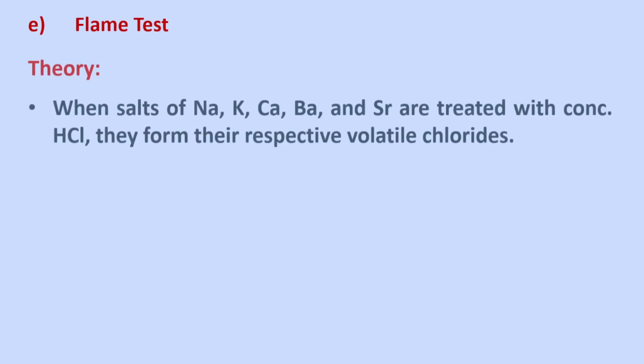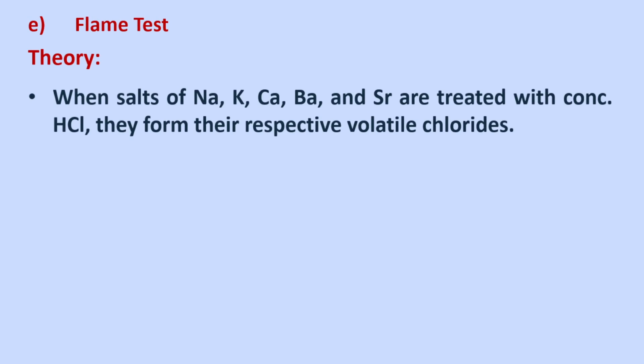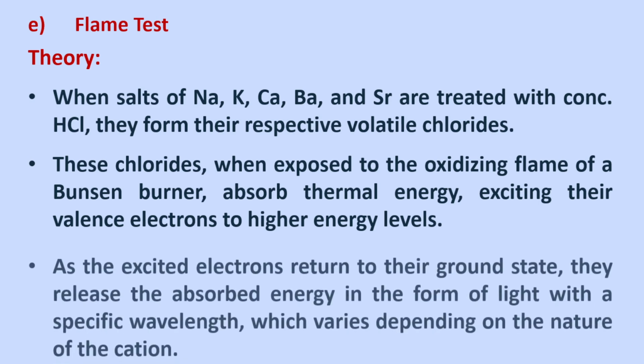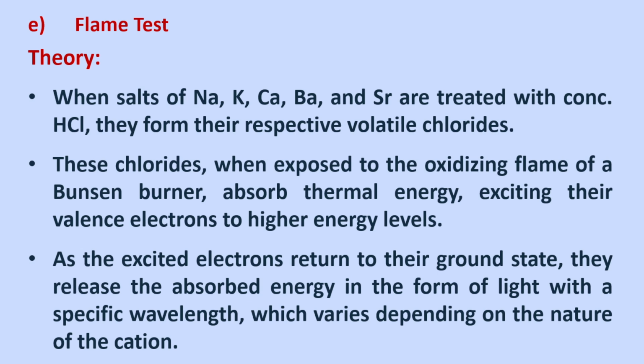The fifth preliminary test is the flame test. When a salt of sodium, potassium, calcium, barium and strontium is treated with concentrated HCl, they form their corresponding volatile chlorides. When these chlorides are exposed to the oxidizing flame of a Bunsen burner, they absorb thermal energy, which excites their valence electrons to higher energy levels. Since these excited levels are metastable, the electrons eventually return to their ground state, releasing the absorbed energy as light. The wavelength of this light is specific to the type of cation.